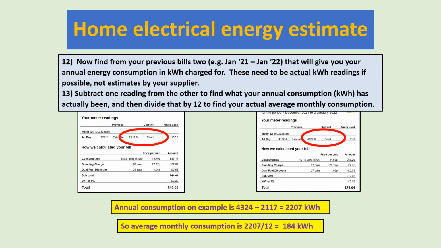Now find from your previous bills 2 that are 12 months apart. That will give you your annual energy consumption in kilowatt hours you were charged for. These need to be actual kilowatt hour readings if possible, not estimates by your supplier. Subtract one reading from the other to find out what your actual annual consumption in kilowatt hours has actually been, and then divide that by 12 to find your actual average monthly consumption.